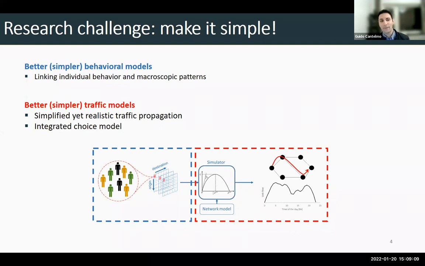If we take a very complex model for behavior and a very complex model for traffic, and we combine them together, we cannot always expect to have good results. So today, we try to look at a way of simplifying the problem: how we can have a simplified behavioral model, a simplified traffic model, and how can we maybe do some analysis and understand behavioral changes by combining these two frameworks.